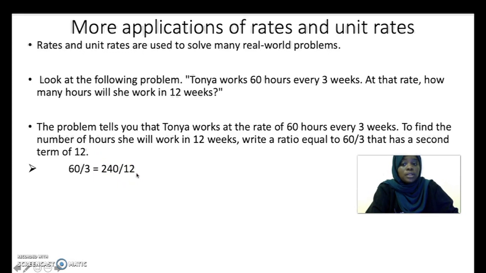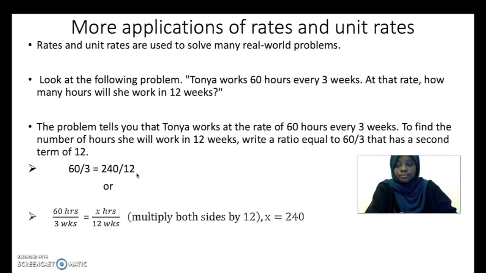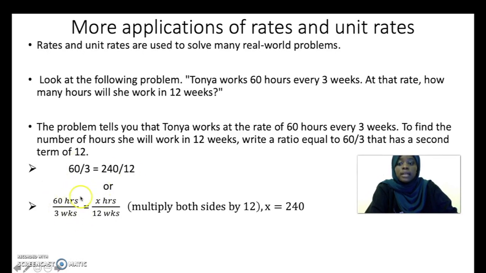Now we can also solve this in a different way, and this would involve your knowledge on how to write equations from expressions. How? Now, if we write this as a rate where you have 60 hours per 3 weeks, the question is asking you how many hours will she work in 12 weeks? How many hours? You don't know, and that means we can represent that as x, because that's our unknown value, that's our variable there, which is x hours in 12 weeks.